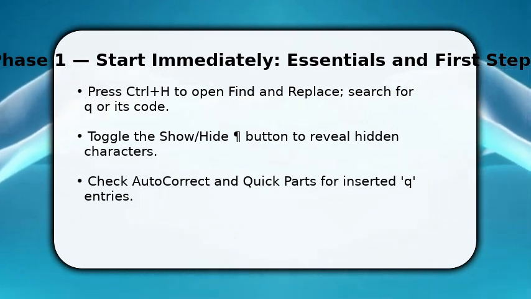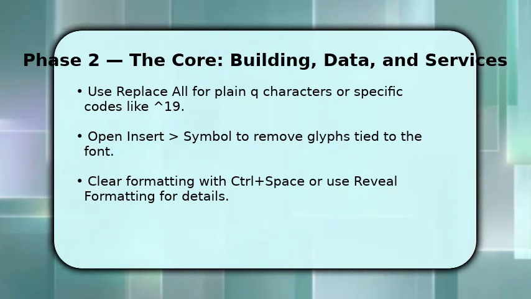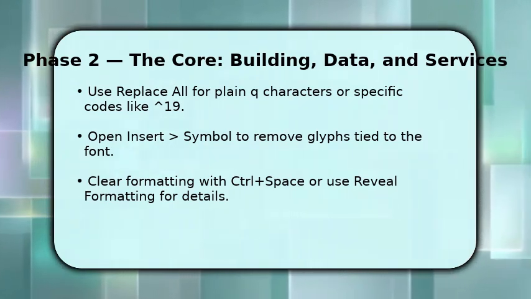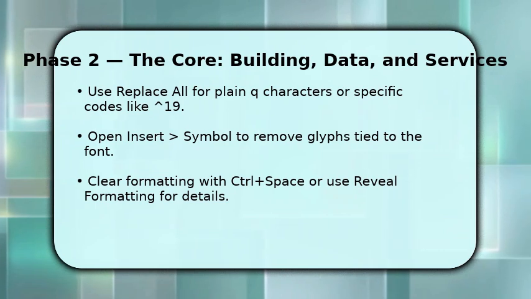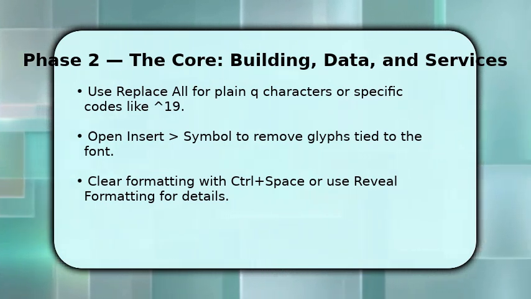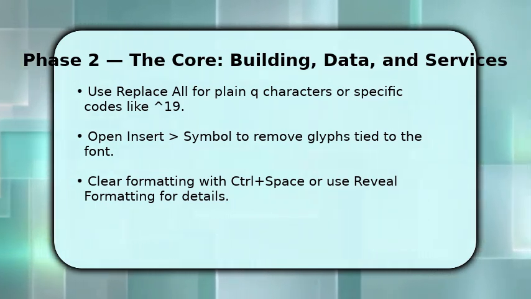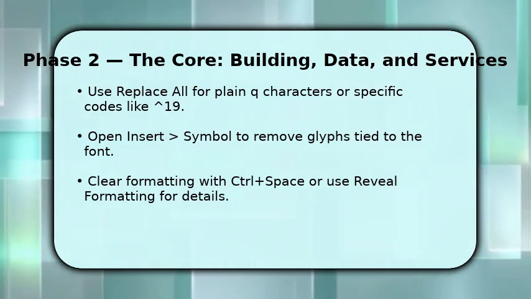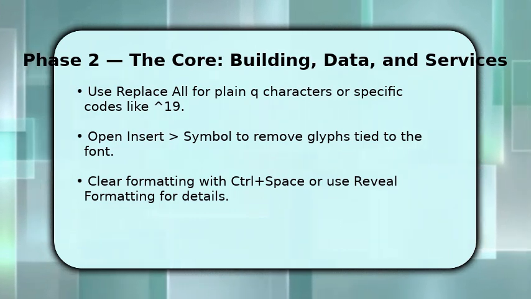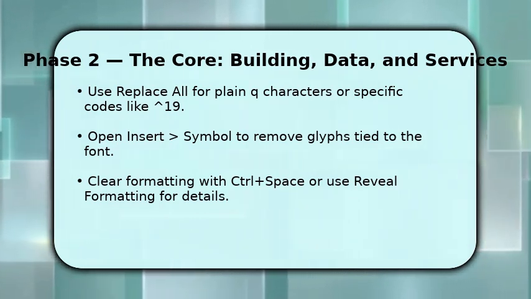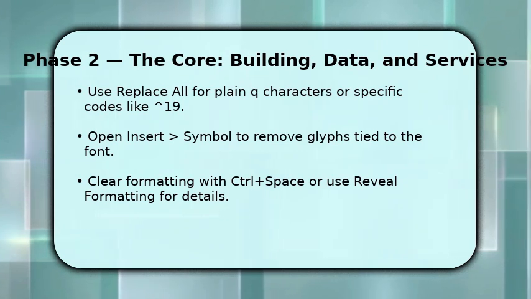You now remove the symbol. If it is plain text, use Replace All in Find and Replace. Confirm by replacing one instance first. If the Q is a glyph from a specific font, go to Insert, Symbol, identify the glyph, and delete or replace it. If it's a formatting artifact, select the text and press Ctrl+Space to clear direct formatting.